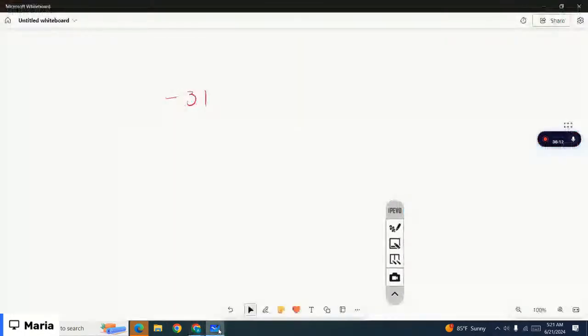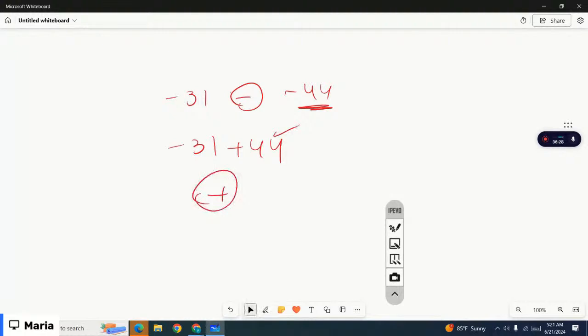You are subtracting a negative integer. Subtracting a negative integer is the same as adding. Now 44 is the greater number. That is positive. So the answer must be positive. The correct option is positive.